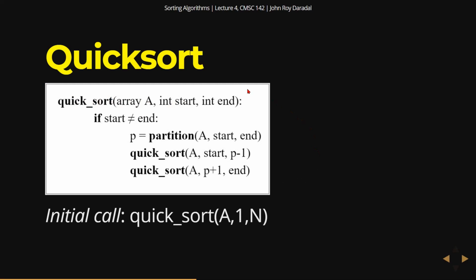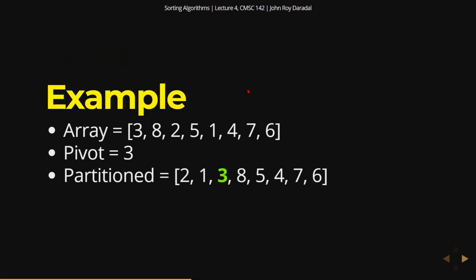So for Quicksort, what we'll do is we'll partition according to the pivot, and then we'll call Quicksort on the left half of the partition and the right half of the partition. Okay, so basically we'll call Quicksort after partitioning. We'll call Quicksort again on this one and on this one.